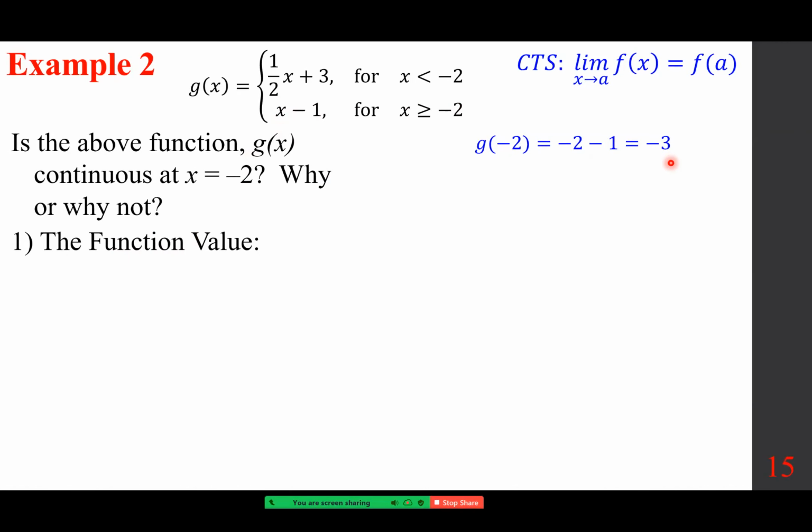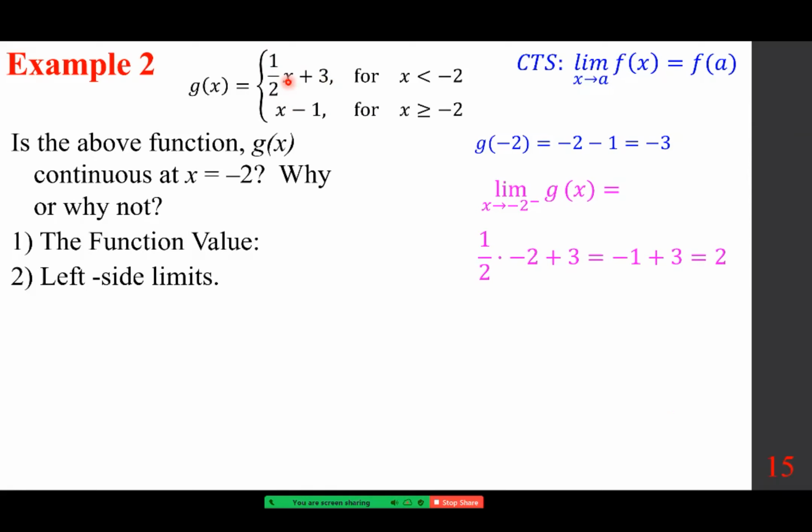Now, let's look at one-sided limit, starting with the left side. If we want a left side limit, that means we want the limit of g of x as x approaches -2 from the left. Because this is less than -2, we have to use this function, 1/2 x plus 3, and replace the x with -2 into this function. The product of 1/2 and -2 is -1. With 3, they add up to 2.